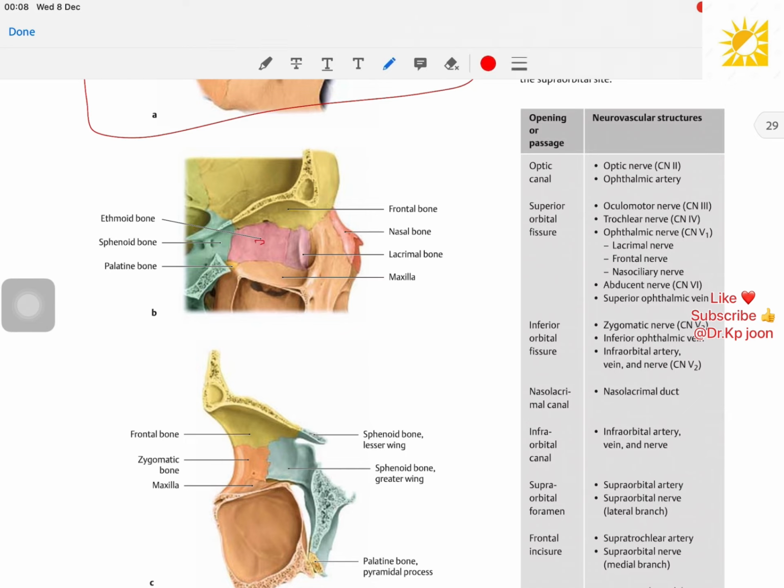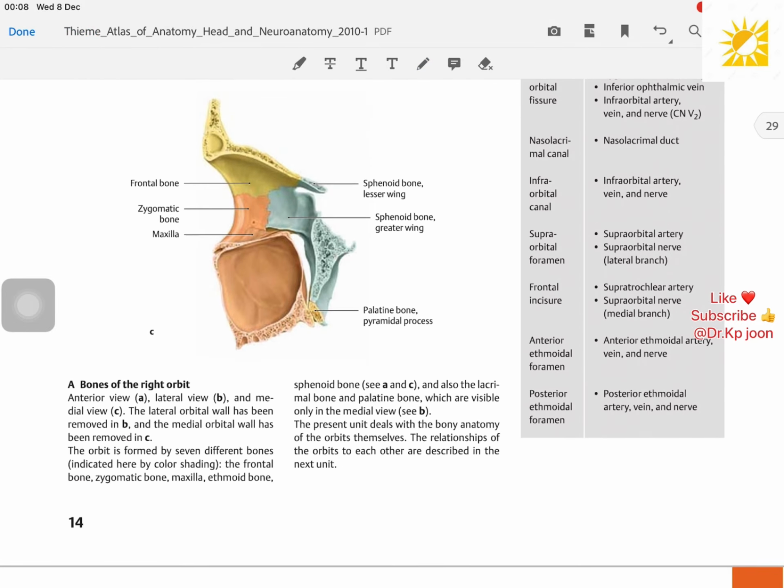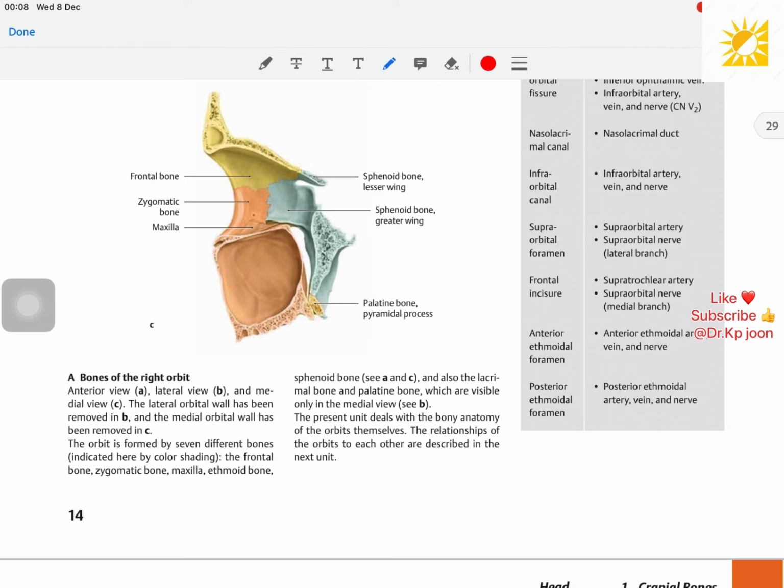It's the ethmoid bone, sphenoid bone, palatine bone, frontal bone, nasal bone, lacrimal bone, maxilla. Now see the next diagram. Frontal bone, zygomatic bone, maxilla, sphenoid bone lesser wing, sphenoid bone greater wing. See the difference between all the diagrams.